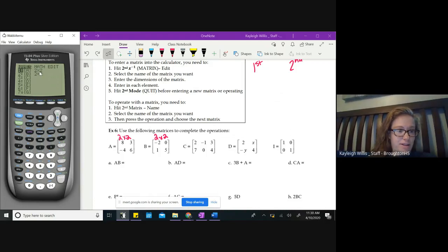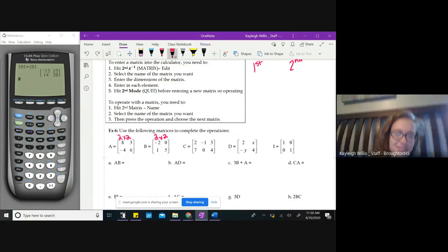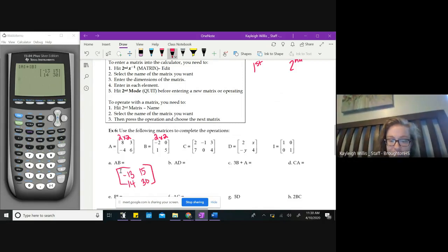So see how I can tell that I've typed in them? A and B are both 2 by 2s, and hopefully I typed them in right. So I'm going to hit enter for A, and you can hit times. You don't have to, because if two things are next to each other, that means multiplication. And I'm going to scroll down to B, and then I'm going to hit enter, and looky there. That's a beautiful answer. So my answer is -13, 15, 14, and 30. That was pretty easy, right?